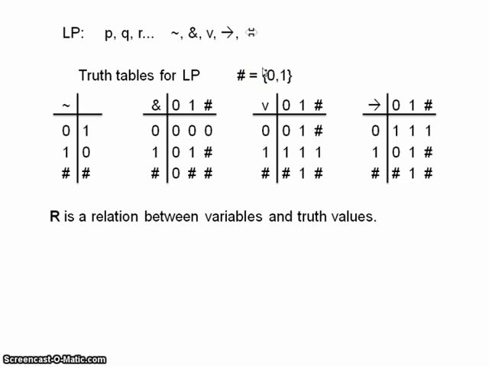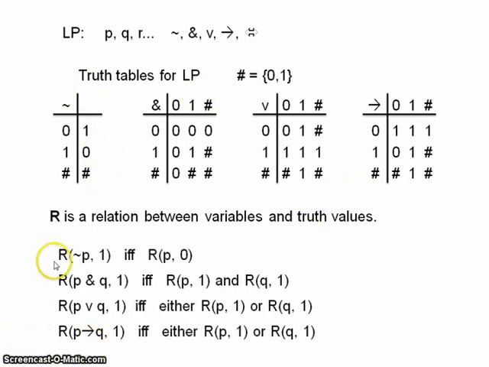Okay then, now we can rephrase our tables in this manner. And we just read this here as saying that not P relates to 1, or not P is true under R. So this means not P relates to truth, or not P is true under R.